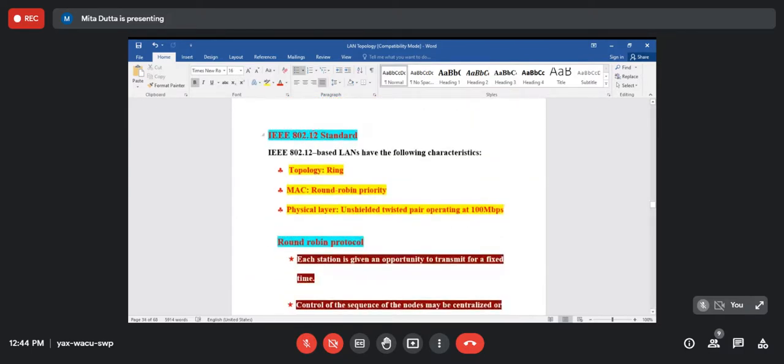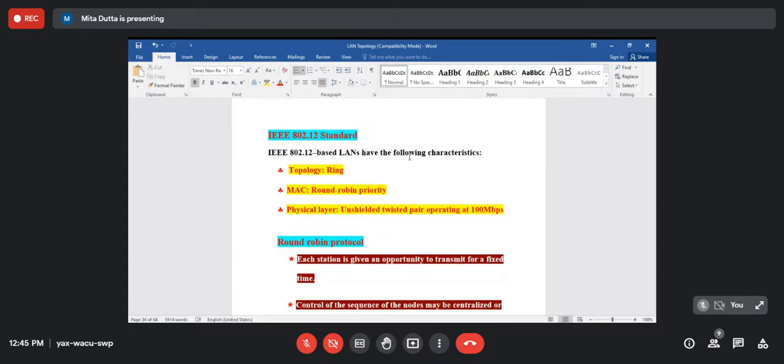Now there will be the 802.12 standard. Here the topology is ring, but round robin priority is used. Each node connected in the ring is given a particular time slot to transmit its information. If it is not able to transmit within that time slot, the token will be passed on to the next station. And how the token will be distributed: there will be a central node which decides which station will transmit first, which station will transmit next, and in this way the token will be circulated. That is totally decided by the central computer or central node.